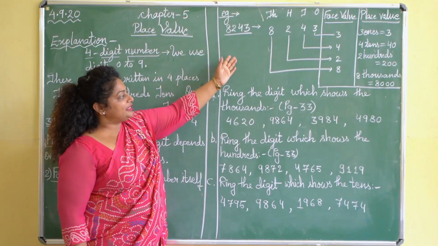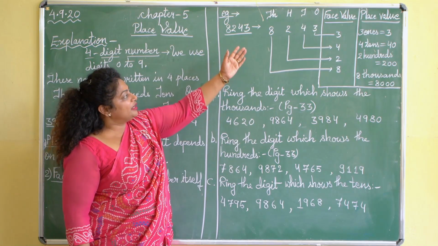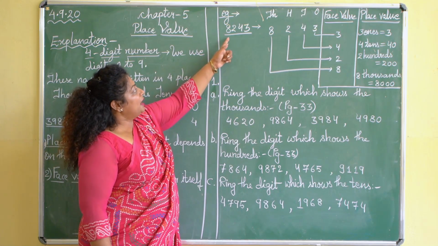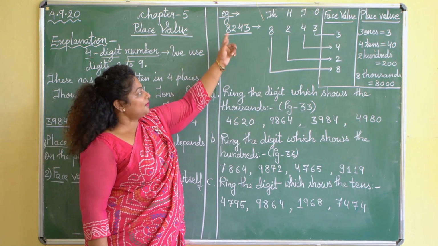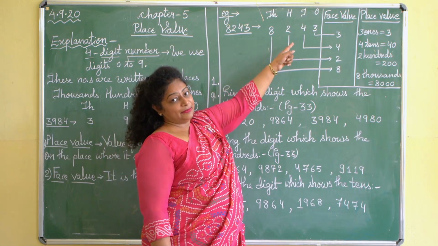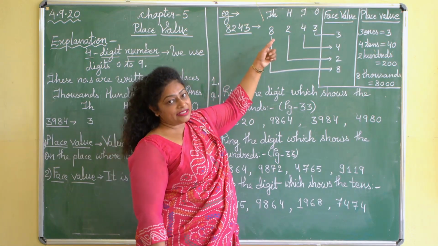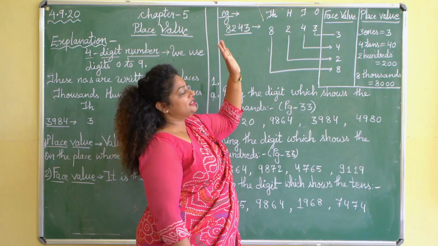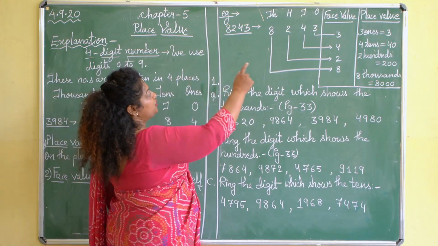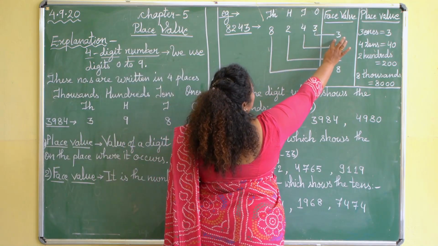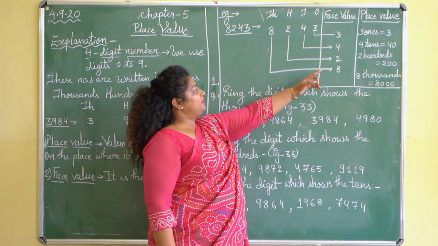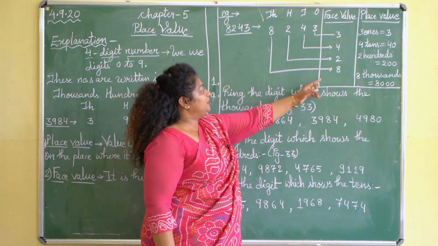With the help of this table, I'll be explaining what the face value and place value of the given number are. Suppose we have taken the number 8243. The number 3 is at ones place, the number 4 is at tens place, the number 2 is at hundreds place, and number 8 is at thousands place. The number itself is the face value. So, the face value for ones place is 3, for tens place is 4, for hundreds place it is 2, and for thousands place it is 8.